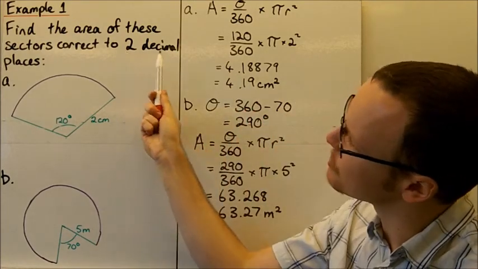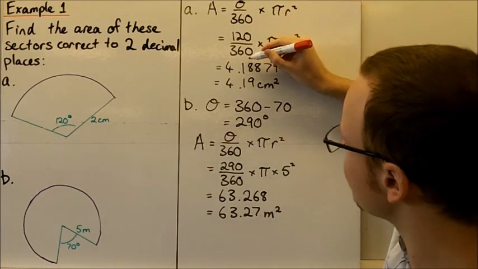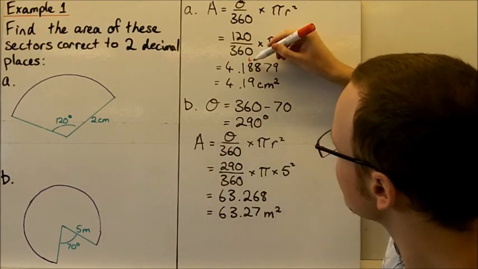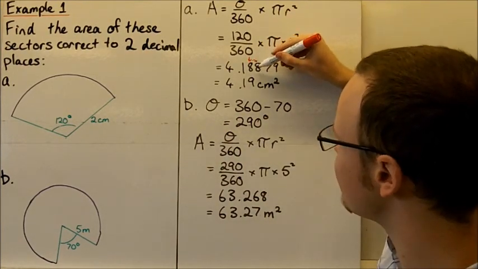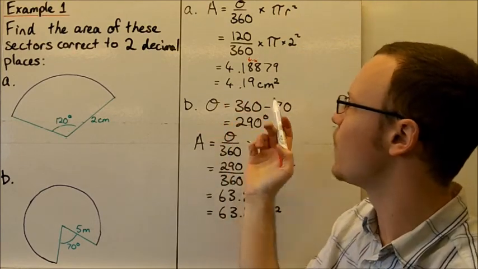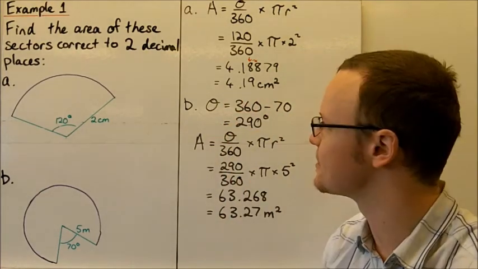4.18879. We've been asked to round to 2 decimal places. So if we have a look at the digit next to the second decimal place, it's an 8, so that means we need to round up to 4.19 square centimetres.